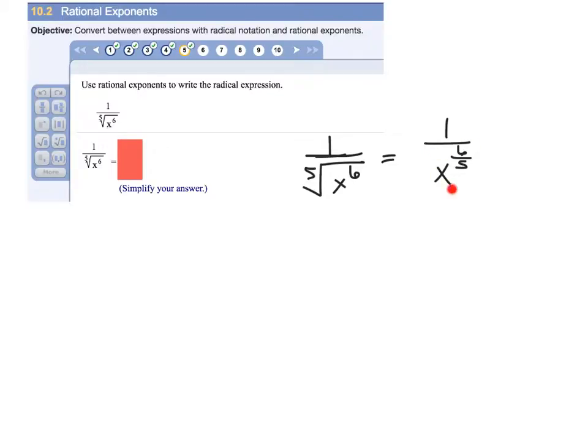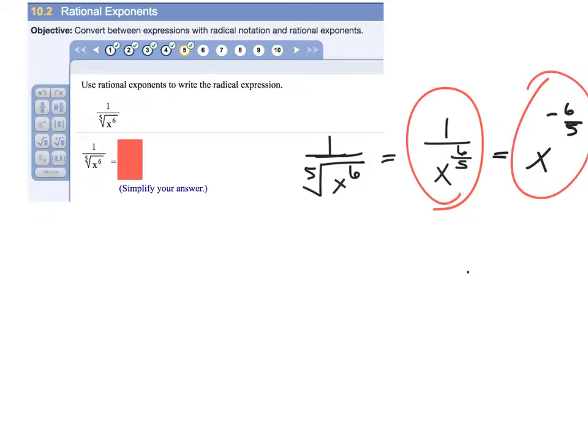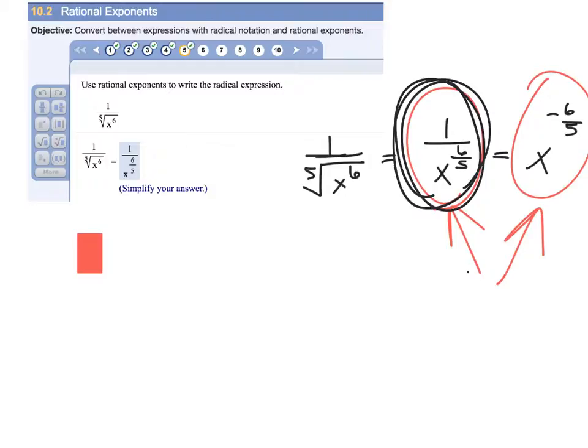Now technically that could be right, but we also know that we can change that to x raised to the negative 6/5 power. So for me as a mathematician, both of these are right. Either of those are right. So let's see, what does my math lab want? Okay, so my math lab says they're looking for this version.